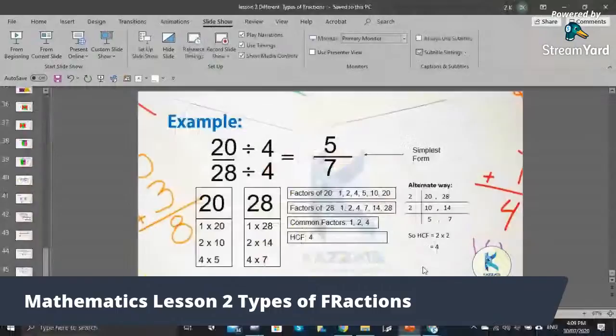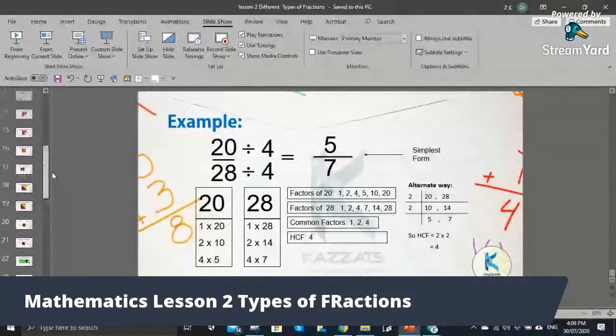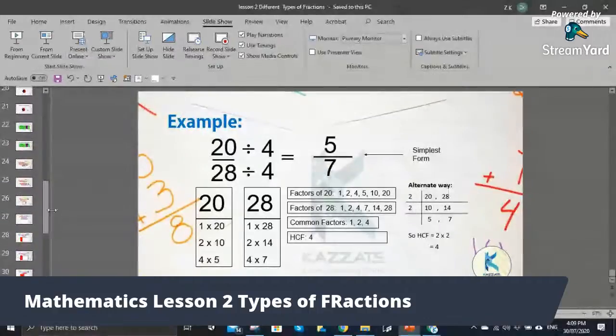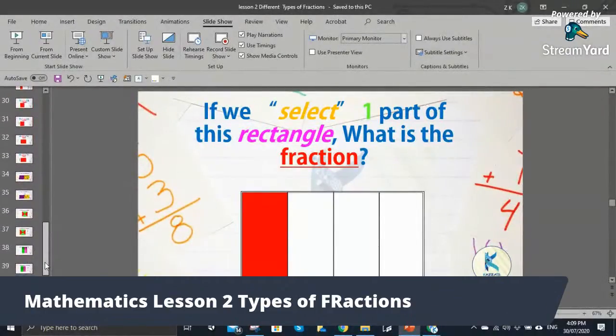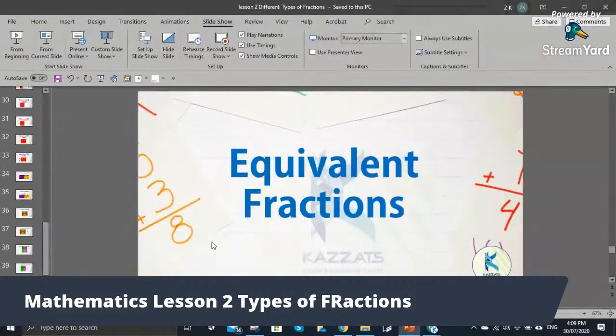Okay. Now, anything that is not clear from equivalent fractions, we are not talking about simplest form, we are not talking about HCF and LCM, we are just talking about equivalent fractions right now, then you can ask me questions. I hope that you have got a gist of what equivalent fractions are, and when we solve the fractions, you will be able to do it.